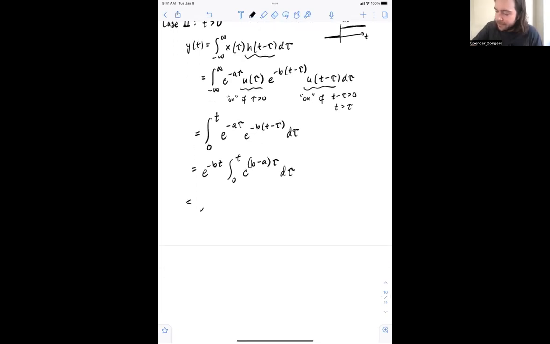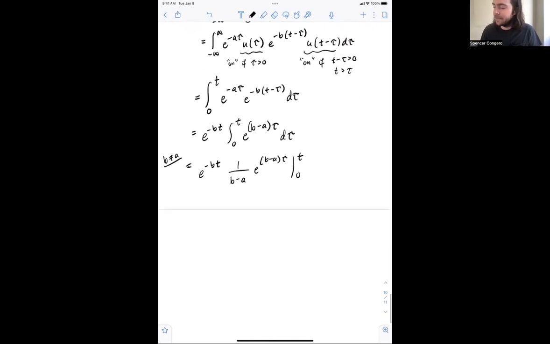We can do this integral. We have e to the negative bt times 1 over b minus a, e to the (b minus a) times tau, from 0 to t. And here's where I'm going to use that b does not equal a. So if you're doing the b equals a case on your own, this is where things would change, right? Because you can't divide by 0. So to take this step, I need b not equal to a. You can think about what would change if b equals a here.